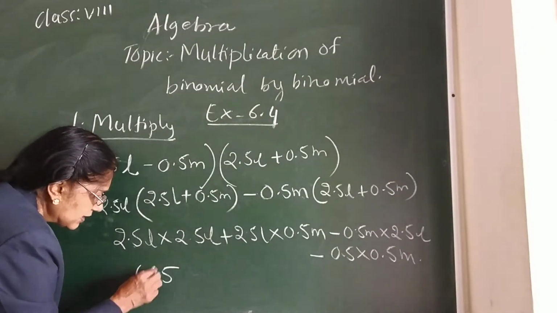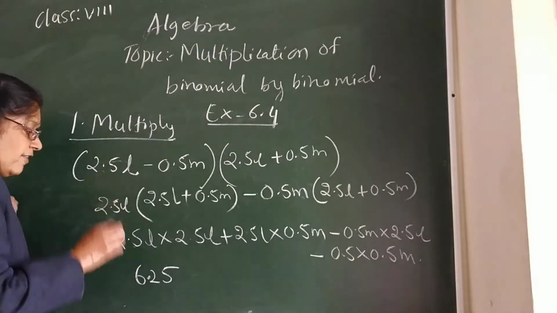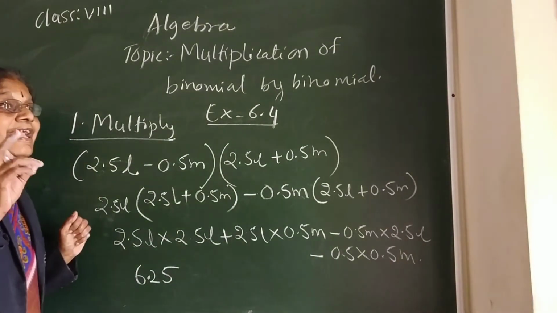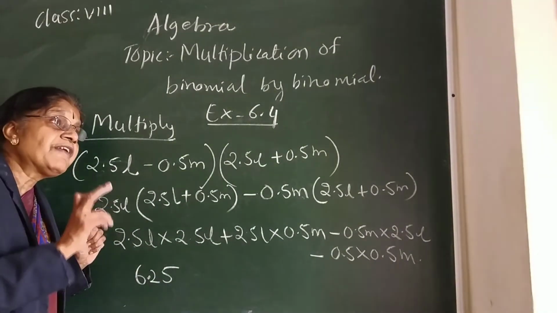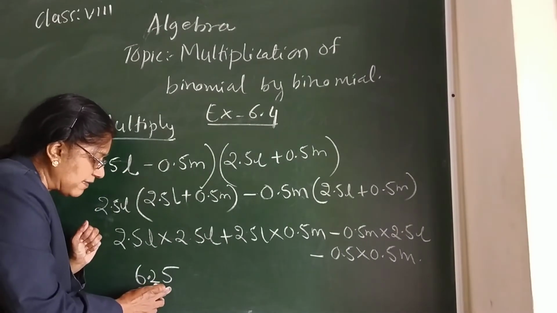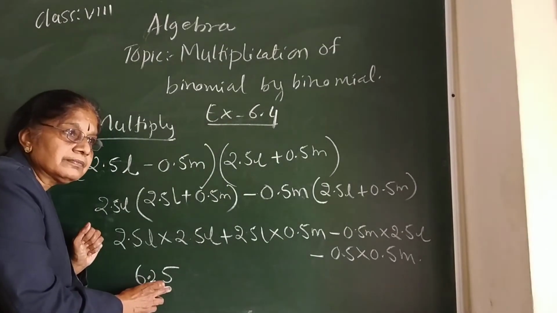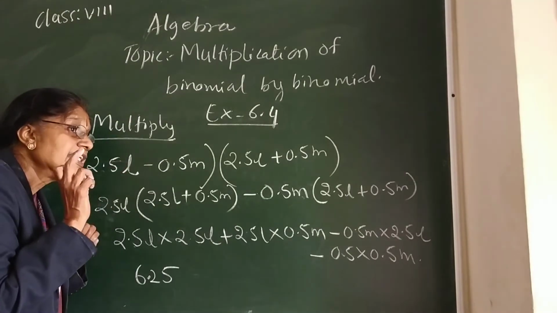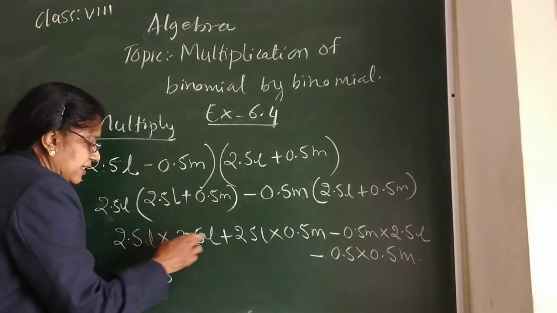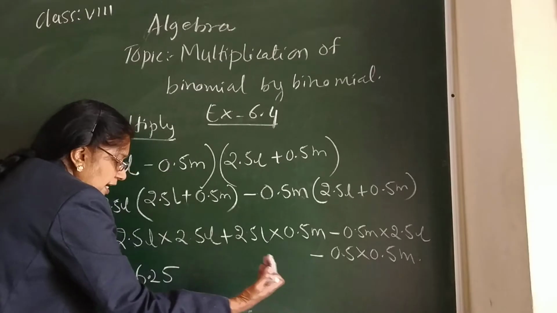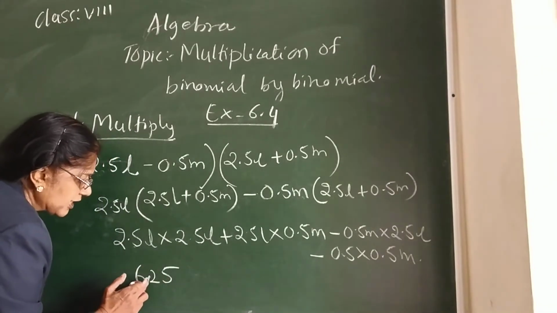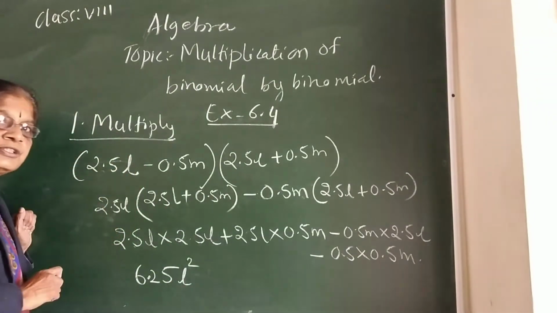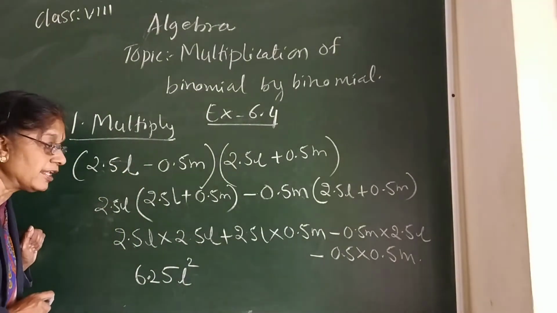What is the answer? 2.5 into 2.5. First, remove the decimal. Take 25 into 25. You have learned square numbers. 25 whole square is 625. But there is a decimal point. You have to put the decimal. How will you put the decimal? Count how many decimals are there. 2 decimals. So from the right hand side, count 2 decimal places: 6.25. L into L is L square. So 6.25 L square is the answer.